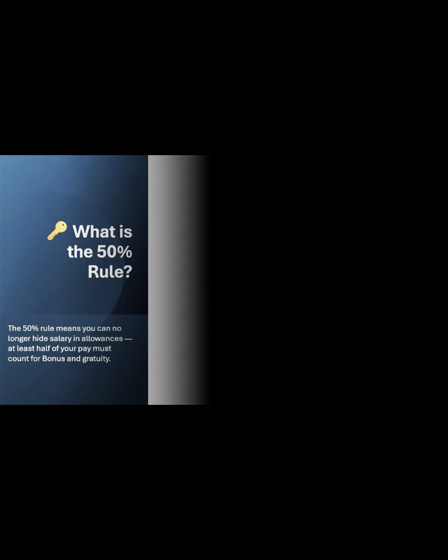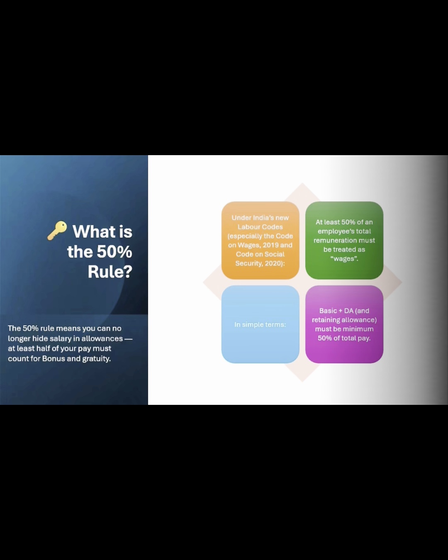Now, where is it required, inclusion and exclusion? It is required while calculating the 50% rule. So what is the 50% rule? Under the new labor codes, at least 50% of the total remuneration must be treated as wages. That means basic plus DA plus retaining allowance must be a minimum of 50% of total pay. The 50% rule means you can no longer hide your salary in allowances. At least half of your total remuneration must count for bonus and gratuity.